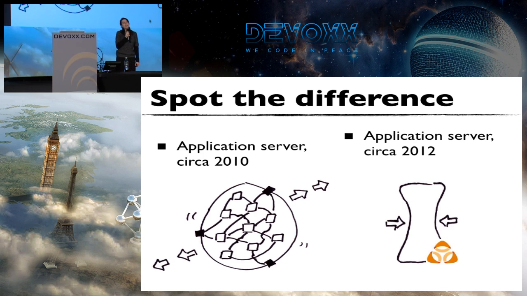So what's the difference? Well, I think the difference is the software that we run on them. In 2010, an application server was a pretty big thing. But application servers, they're getting smaller and they're getting more flexible. One of the technologies that really enables this flexibility is OSGi.